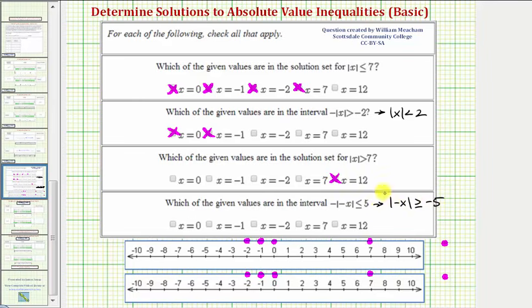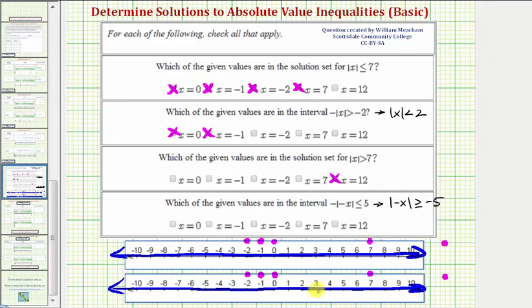Now from here, remember, absolute value represents a number's distance from 0, which we know can't be negative. So if the value on the left is always non-negative, a non-negative number is always going to be greater than or equal to negative 5. In fact, a non-negative number is always going to be greater than or equal to any negative number. And therefore, the graph of all the numbers whose distance from 0 is greater than or equal to negative 5 would actually be all real numbers, or all numbers on the number line.